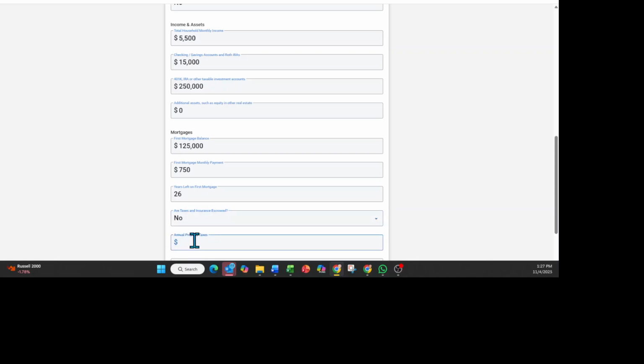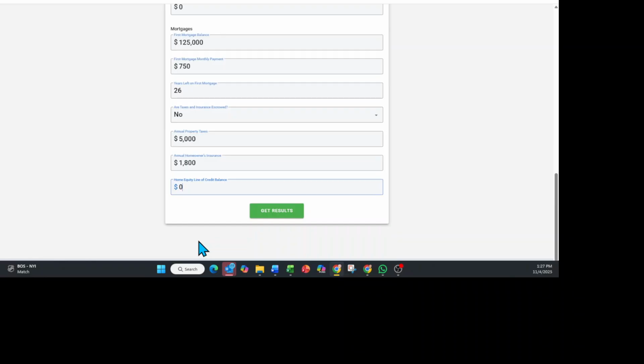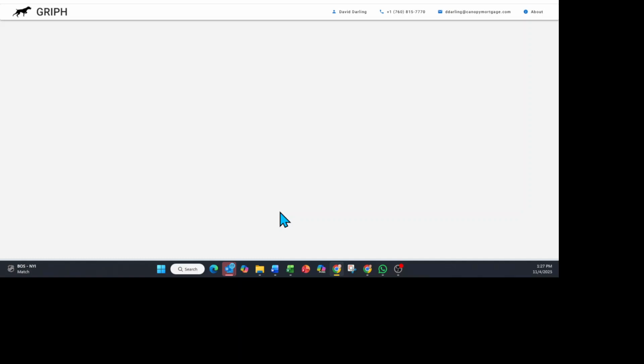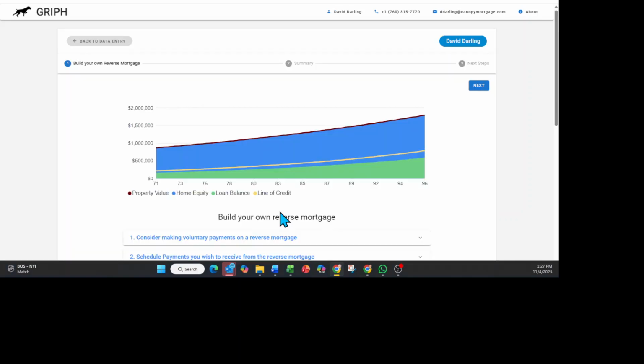Annual property taxes, we'll call it $5,000 a year, and their homeowner's insurance $1,800 a year. And there is no HELOC or any other second loan. So now we click on Get Results. And we'll start off with a graph, a chart that kind of gives an estimate of what the future looks like for them in terms of home equity primarily.